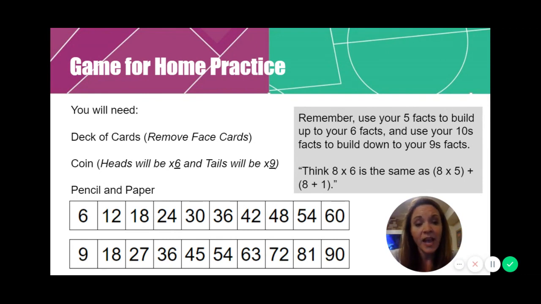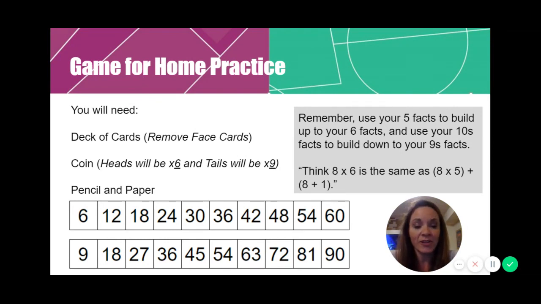Perhaps on the next turn, I flip over a card and I flipped over a 3. And I took my coin and I tossed it up in the air and I got a tails. That means 9. So I'm going to do 9 times 3. 9 times 3 is not nearly as easy to do in my head as 3 times 10. 3 times 10 is 30. I'm going to now build down from that. I'm going to take away a group of 3. 30 minus 3 equals 27. So 9 times 3 equals 27. And I'm going to cross that off of my game board.